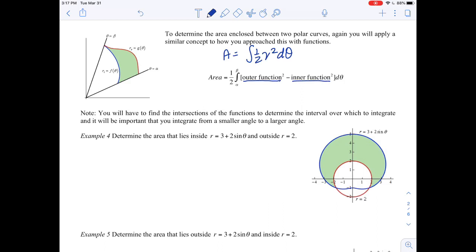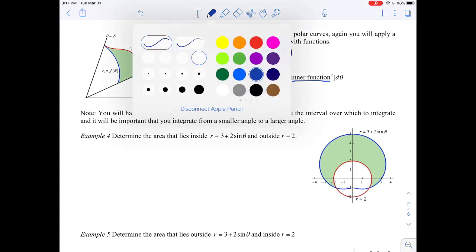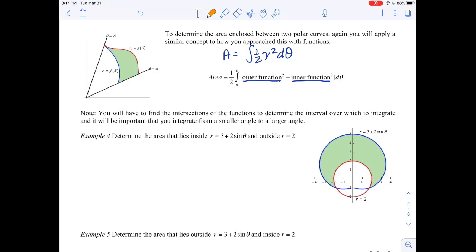So it says determine the area that lies inside of r equals 3 plus 2 sine theta and outside r equals 2. What we're looking at in this particular situation, you'll notice that there's an intersection at this point, and there's an intersection at this point. So the question is, am I finding the area as I rotate from this one angle of rotation to the other? Obviously, you can see the area is not shaded in that section.